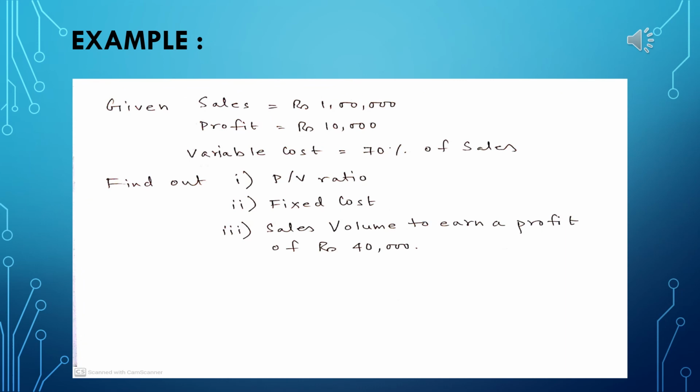Let us consider another example where the sales figure has been given to us at rupees 1 lakh. The profit figure has been given to us at 10,000. The variable cost has been said to be 70% of the sales. So these are the given values which have been provided to us. From that we need to find out the PV ratio, the fixed cost, and the sales volume in order to earn a profit of 40,000.